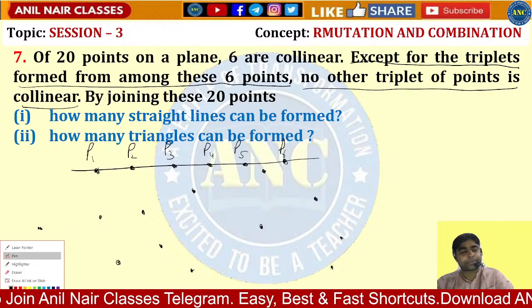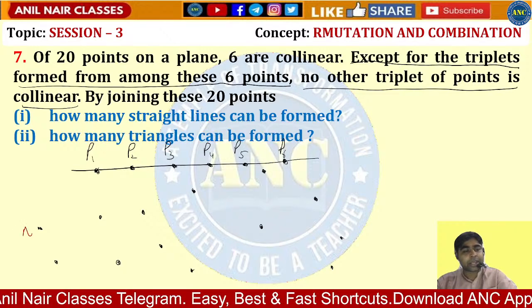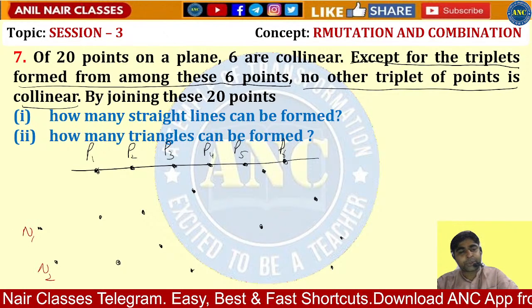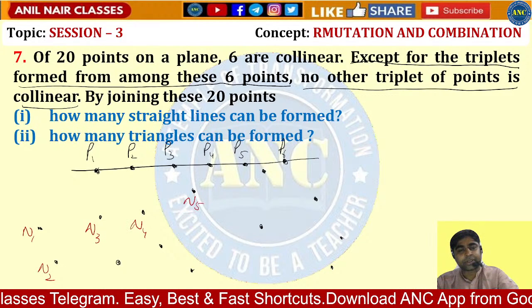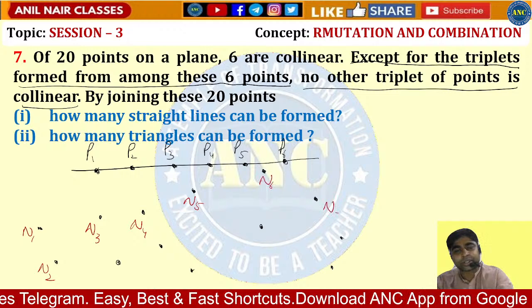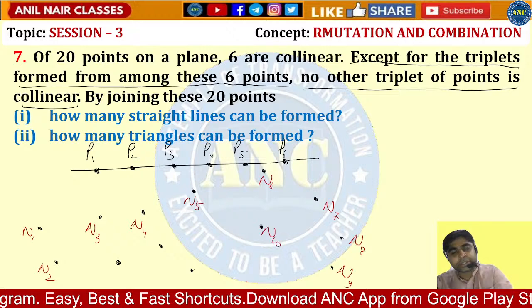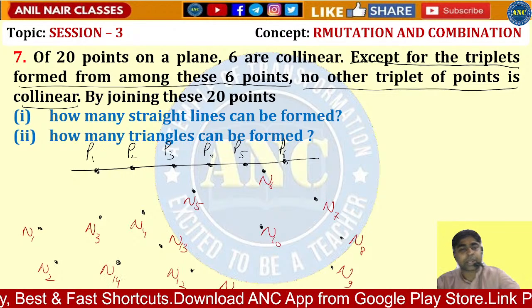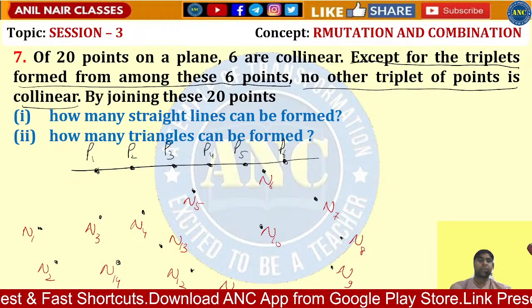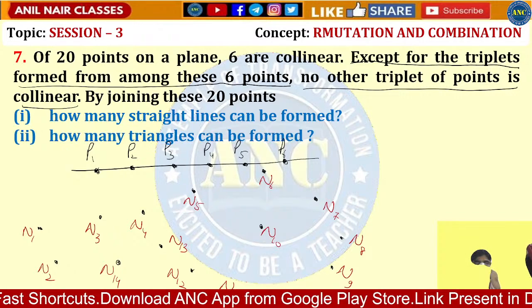Okay, let's name them. N1, N2, N3, N4, N5. They might look collinear, but they are not. None of them is collinear. I'm just explaining it to you more properly. Otherwise, I would have directly solved it also.